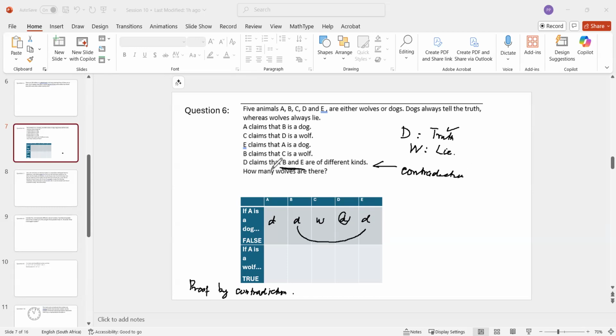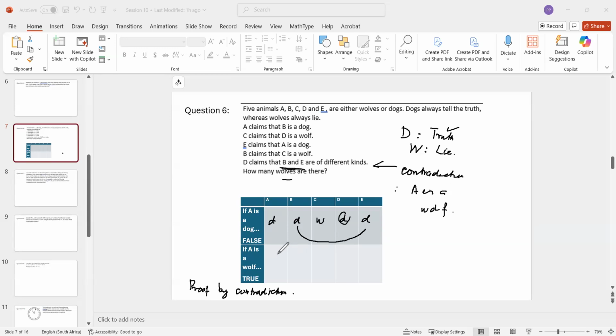So our assumption is false. The assumption that A is a dog is false. So we can eliminate all these. Okay, so now we know that A is a wolf, because by assuming that A is a dog, we came to a contradiction. But the question is, how many wolves are there?